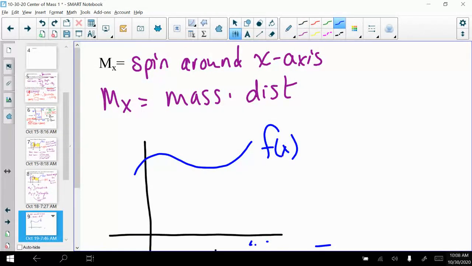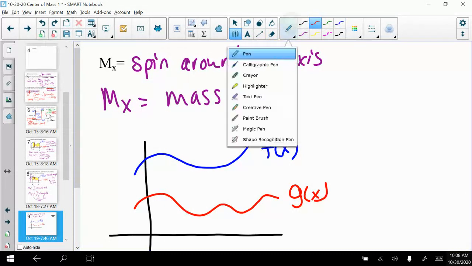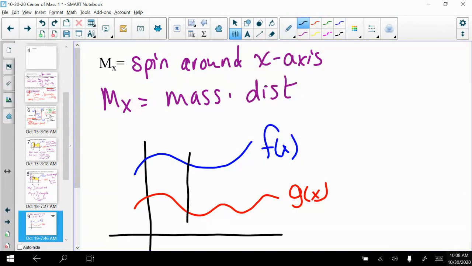So here's our f of x. And then we'll draw in our g of x maybe. Or maybe I'll just fight with smartboard forever. And then of course, we're still going from A to B. And here's our little area between two curves. And here's our little rectangle. Okay.